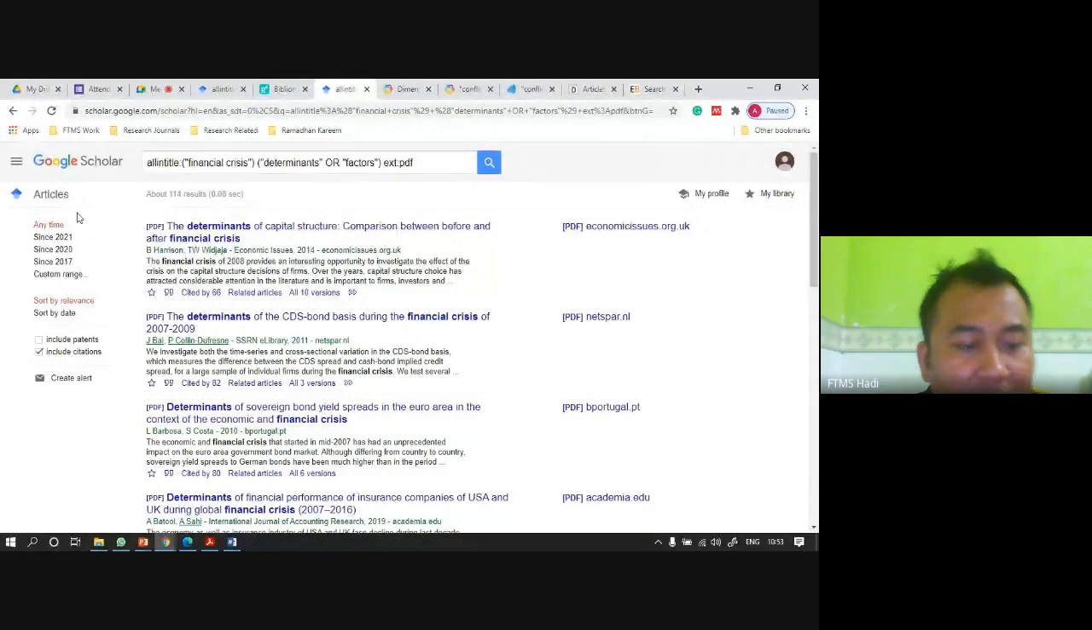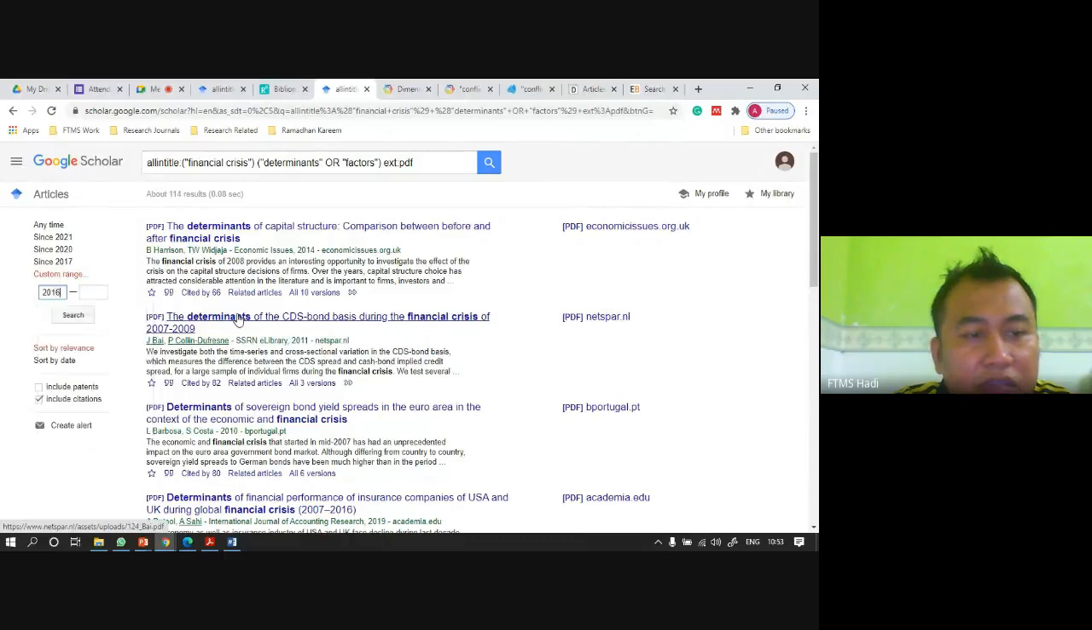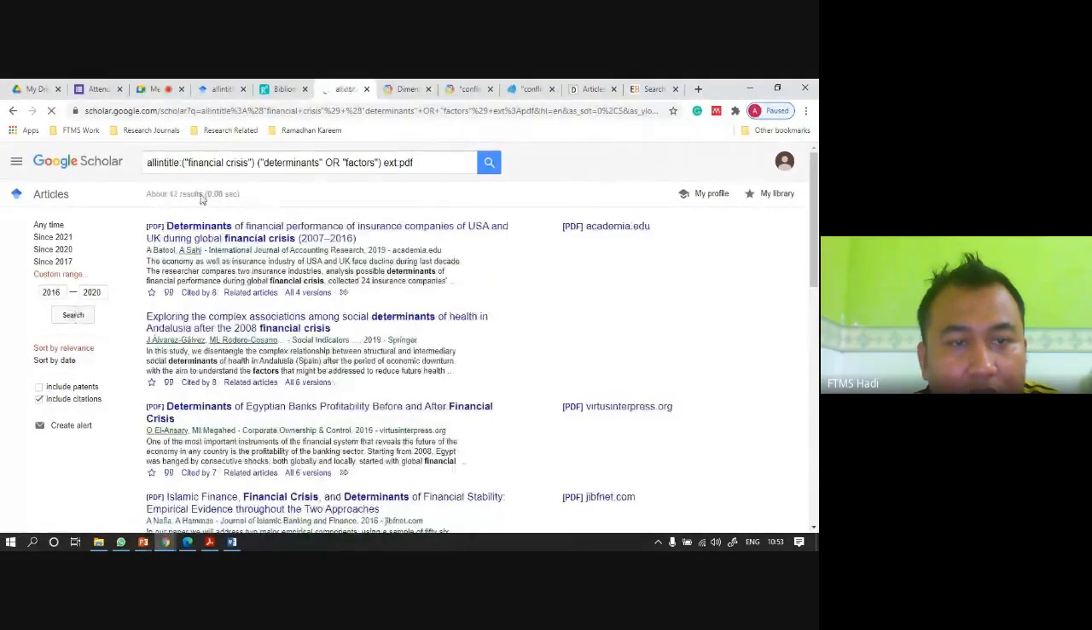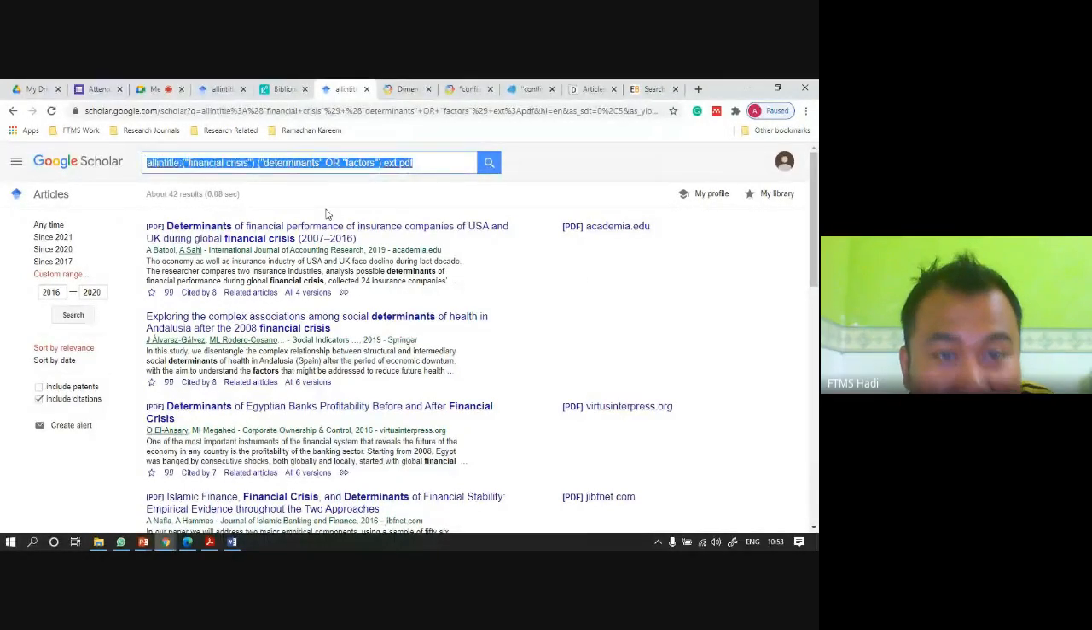Remember, you still have another function to go, which is this one. You can set a custom range, let's say 5 years, 2016 to 2020, because Google Scholar has that. So just click search. Only 42 papers. 42 papers is enough for you to get what you want. Instead of having millions or 1,000 papers, most of which are irrelevant, which I don't encourage you to take. But if you do this, you get what you want.